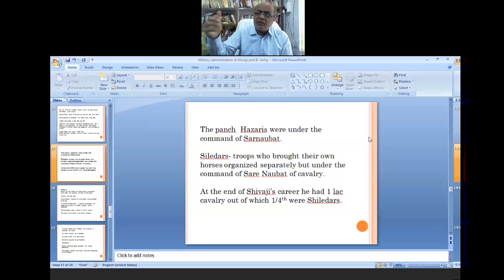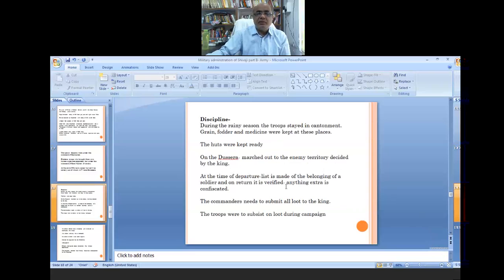But overall, they will be looked after and commanded by the Sarnavat of cavalry, that is, the highest commander of cavalry after the king. All right, and it is recorded that out of the 1 lakh cavalry that Shivaji had at the time of his death, nearly one fourth were Shiledars. So you can understand that 25,000 Shiledars were working in the cavalry of Chhatrapati Shivaji.